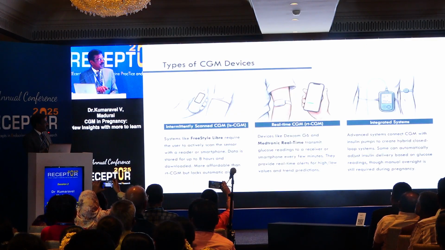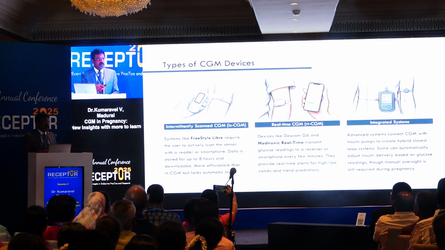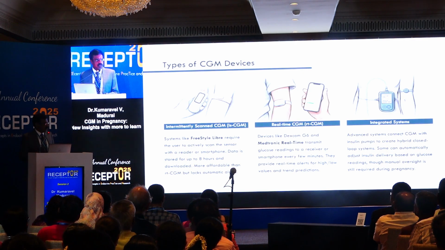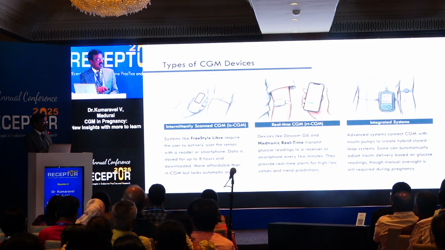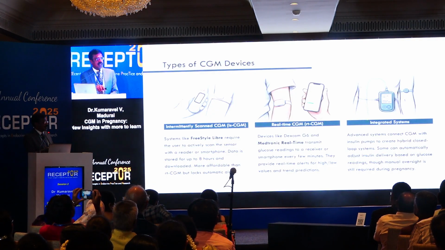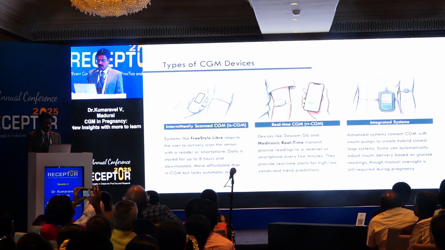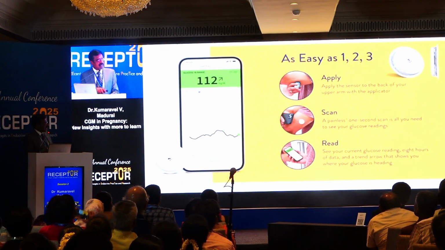So if you are using a different reader, your CGM cost would be roughly around 2,500 rupees. If you use your mobile phone to scan, the cost of CGM is roughly around 5,500 rupees. Integrated CGM, of course, we should extrapolate the cost with the cost of the insulin pump also. So we cannot really go by the CGM cost alone. So it's as simple as that.